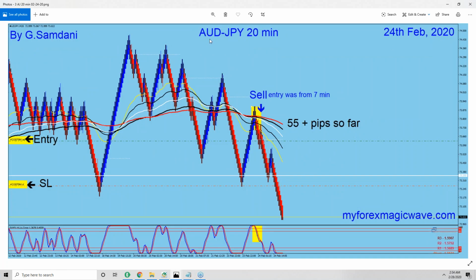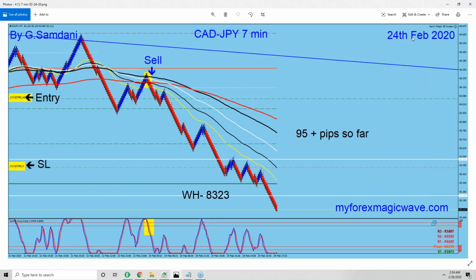Then the third trade is Aussie yen on the 24th, right there. And the fourth trade on the 24th was CAD yen, all the way down. All other pairs went down as well, like USD yen, but I didn't take it. But look at this one, very nice and beautiful. It's 95 pips, right? Beautiful setup, and all of them according to my magic IB setup.